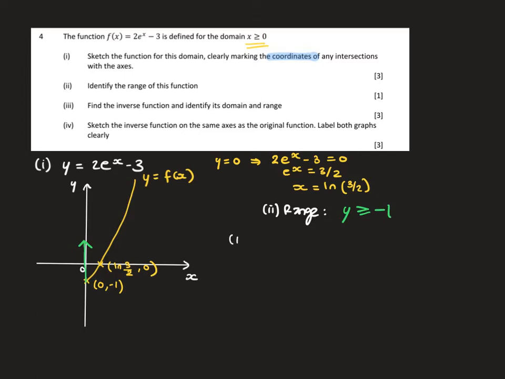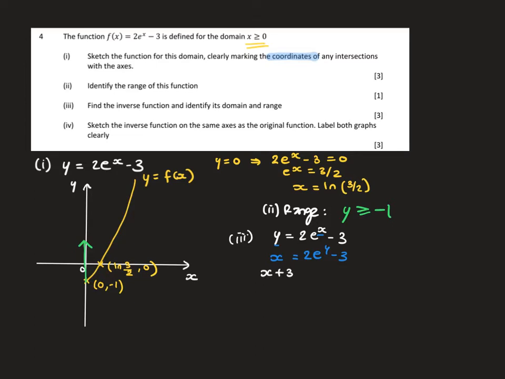Now, part 3, the inverse function. So I'm going to set y equal to 2e to the x subtract 3. Let's swap over x and y. So we get x equals 2e to the y minus 3. And then, of course, we need to change the subject of this to the form y equals.